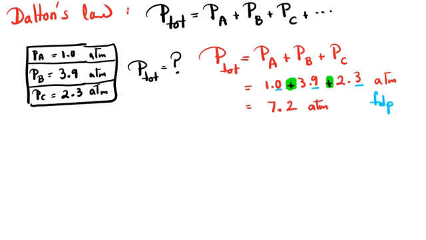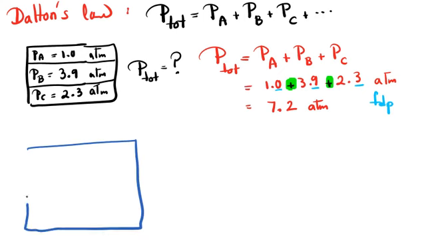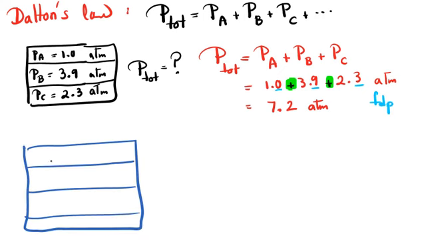Let me give you another example to make sure you understood this one. Assume that we have a mixture of gases. Assume that we have four gases here: 1, 2, 3, 4. The first one has 2.8 atmosphere. The second one has 3.9 atmosphere.